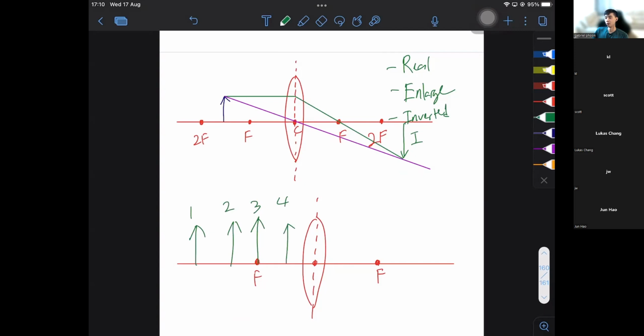Some of you say 4. Some of you guys say 2. What about the rest? Everyone put down your vote, then I know who here has not been paying attention. Okay, Jun Hao here says 2. Come on, the rest of you guys. Scott here says 4. Hannah says 2. Where else? Shermaine says 2. Who else?